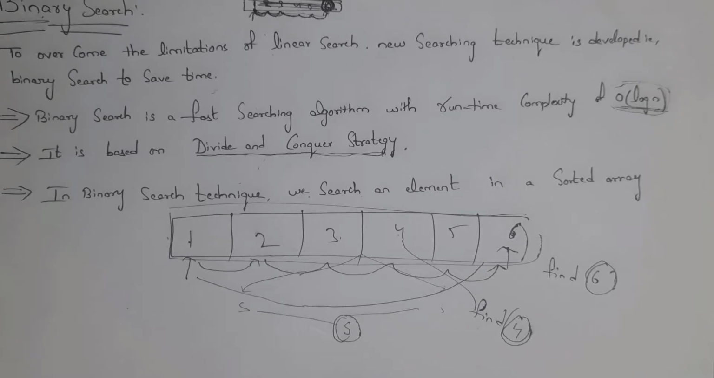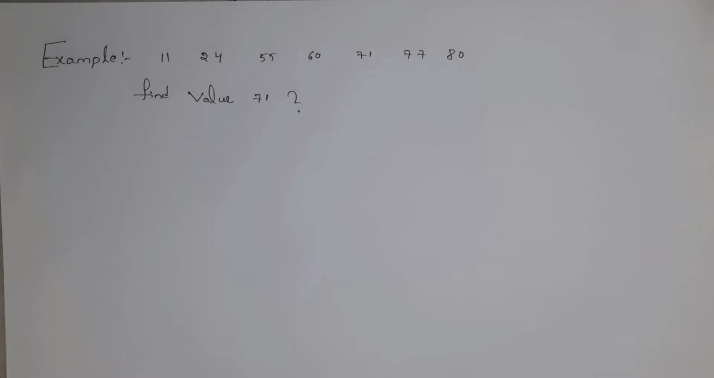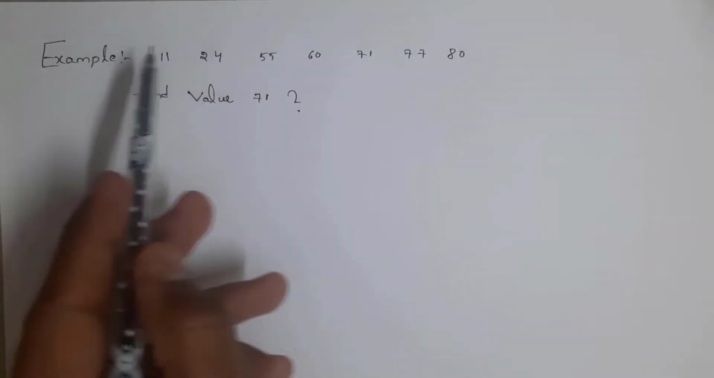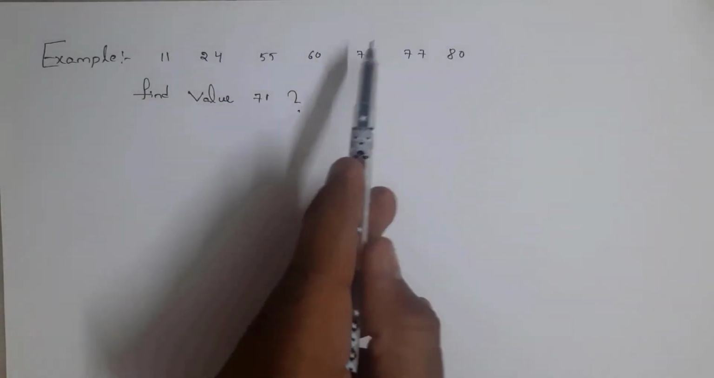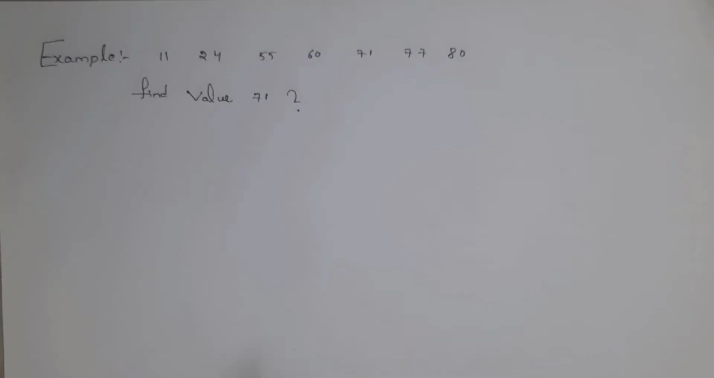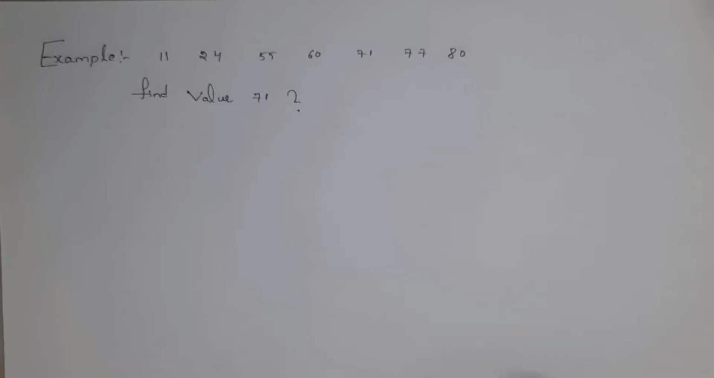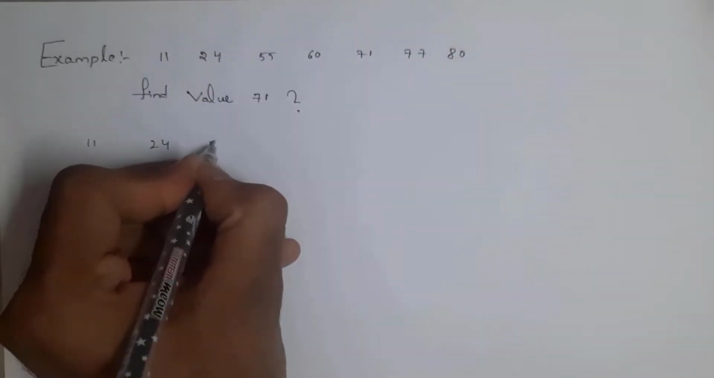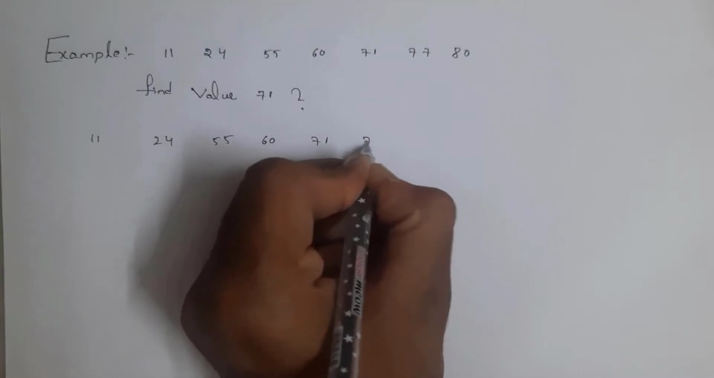I will give one example of how to find an element in binary search so that you can clearly understand. This is an example of binary search. In this, they have given a list of a sorted array. Here they have given a total of 1, 2, 3, 4, 5, 6, 7. Here there are a total of 7 elements. In this we need to find element 71, and binary search is applicable only for a sorted array. In order to perform binary search, elements should be arranged from small to big. So here elements are from small to big, so we can perform binary search. At first you need to write the elements 11, 24, 55, 60, 71, 77 and 80.